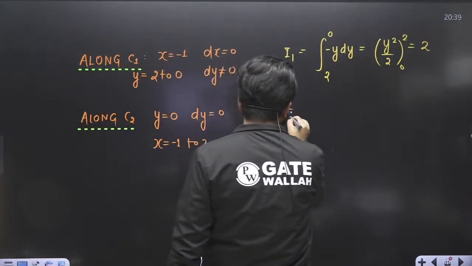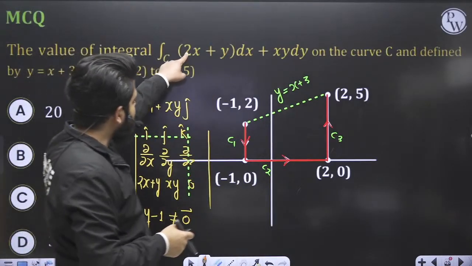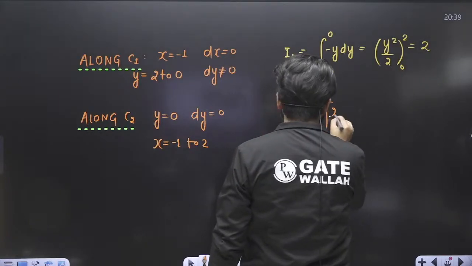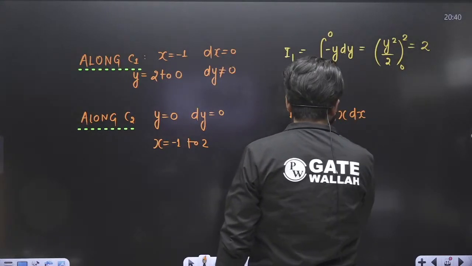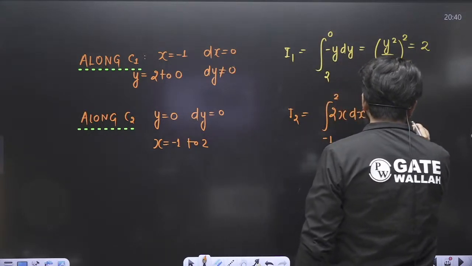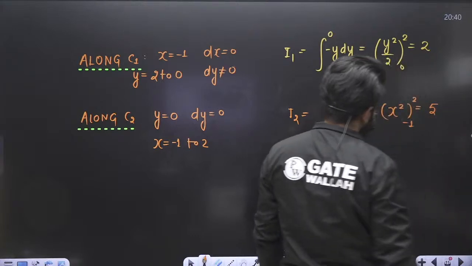So if I calculate I2, the value of dy will become 0 and the value of y will also become 0. So this becomes integration of 2x dx, and the limit is from minus 1 to 2. So this becomes x square from minus 1 to 2. And this becomes 5. 4.